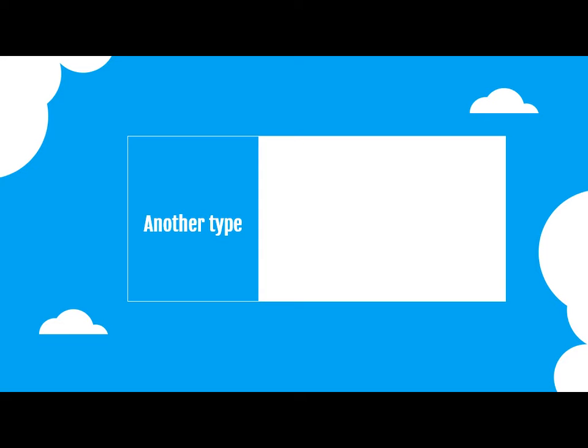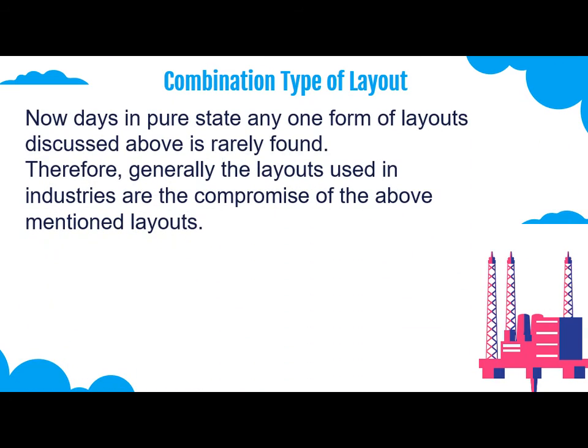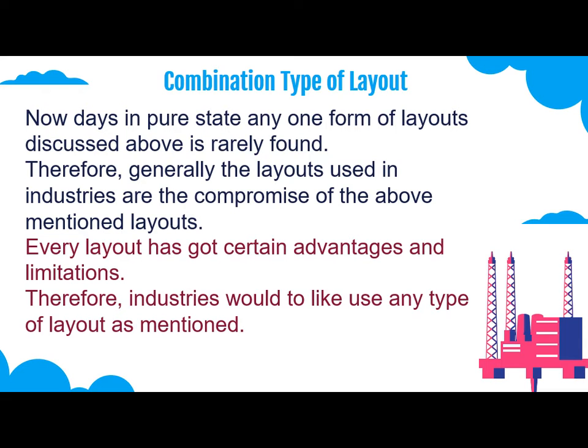Now we will see another type of layout, that is the combination type of layout. Nowadays, any form of layout such as product layout, process layout or fixed position layout discussed above is rarely found in its pure state. Therefore, generally the layouts used in industries are a compromise of all the above mentioned layouts. Every layout has certain advantages and limitations or disadvantages. Check my previous videos to learn about product layout and process layout. Therefore, industries would like to use any type of layout as mentioned.